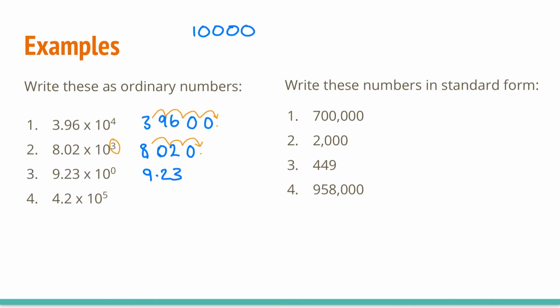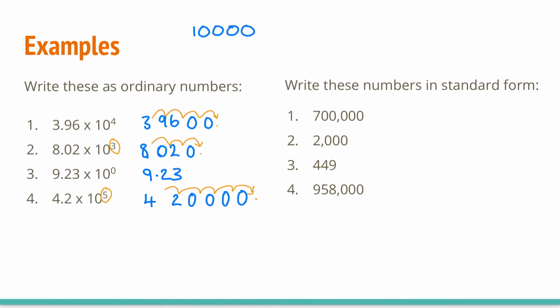The next one, I'm moving the decimal place 5 places. So I've got 4.2. And I need to move my decimal place 5 places. 1, 2, 3, 4, 5. And then again, I fill the places in with zeros, and I get rid of that first one. So it would be 420,000.